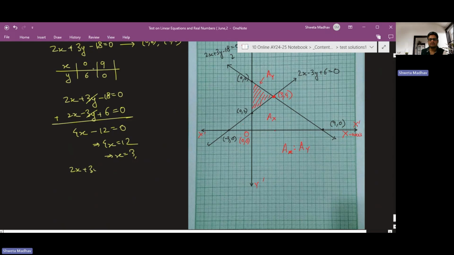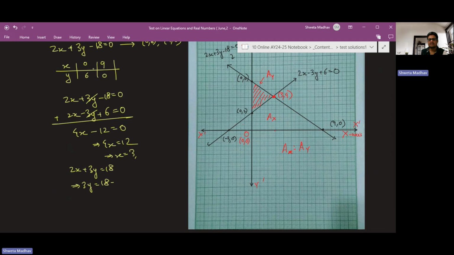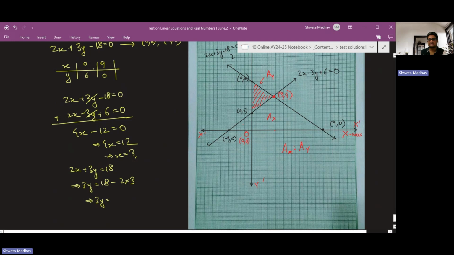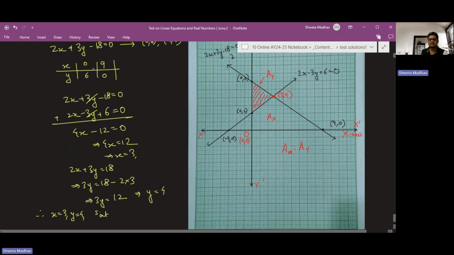And y will be equal to... 2x + 3y is equal to 18. So it means 3y will be equal to 18 minus 2x, so 2 into 3. So 3y is equal to 18 minus 6, that is 12. So y will be equal to 4, since 3 fours are 12. So the required solution is x equal to 3 and y equal to 4. So I can say at (3, 4) the two lines will intersect.